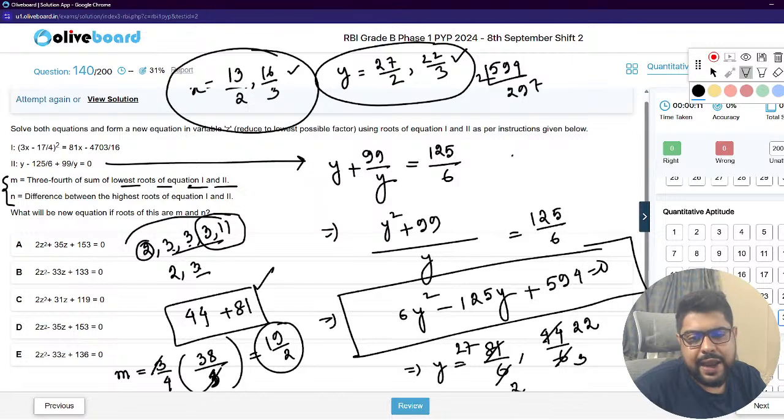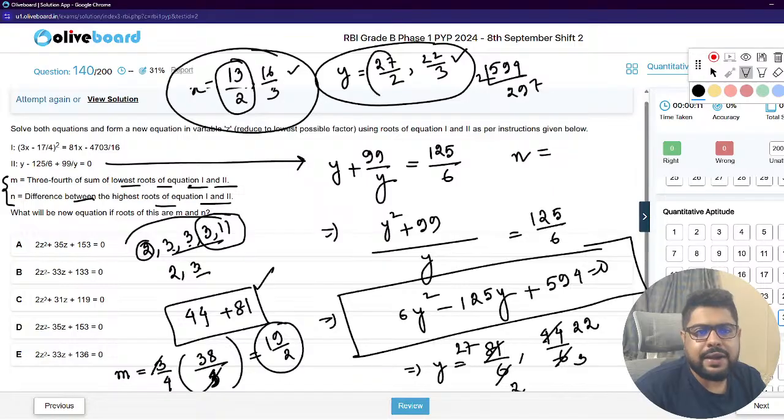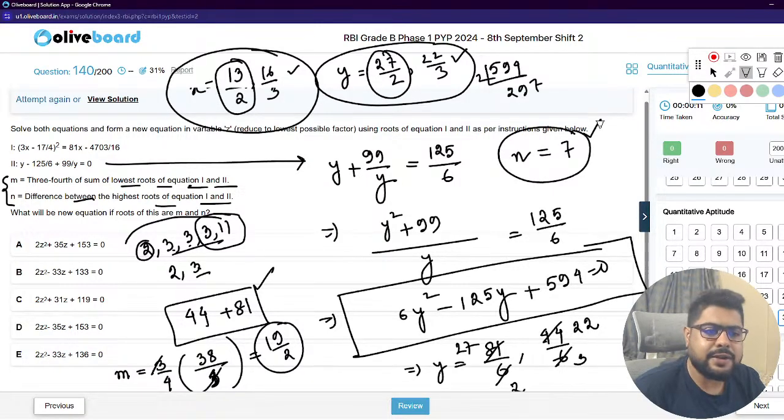M value. N will be how much sir? N will be sir difference between the highest roots of 13 by 2 and 27 by 2. That is 14 by 2. That is sir 7. Done. Now, if I know two equations, I need the sum of roots, m plus n. So 19 by 2 and 7, that is 14. That is sir 14.